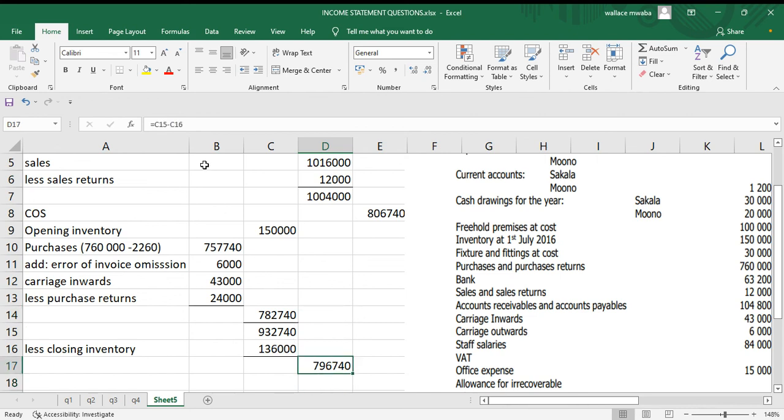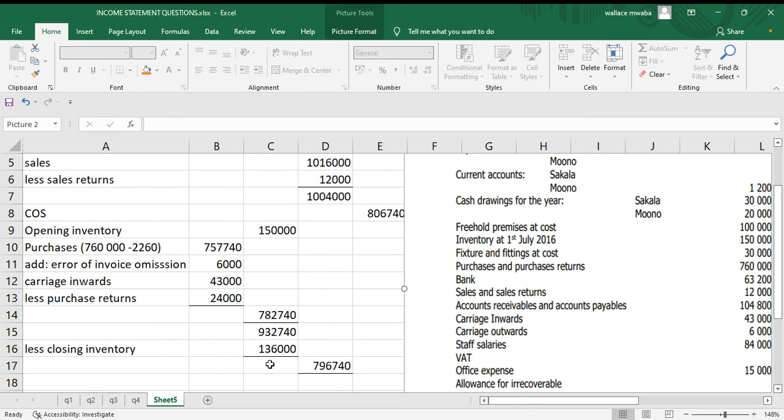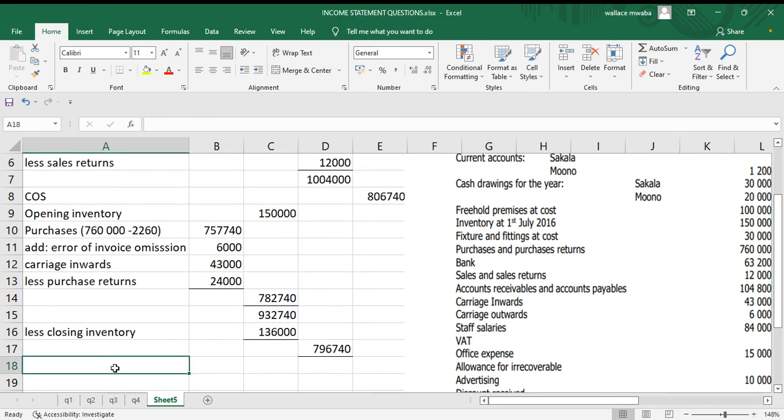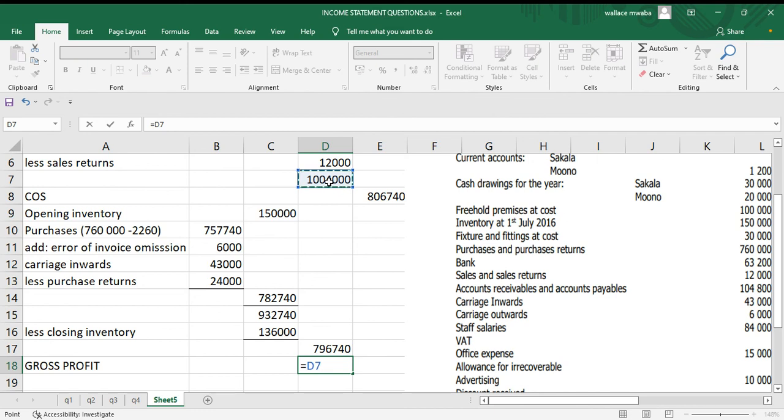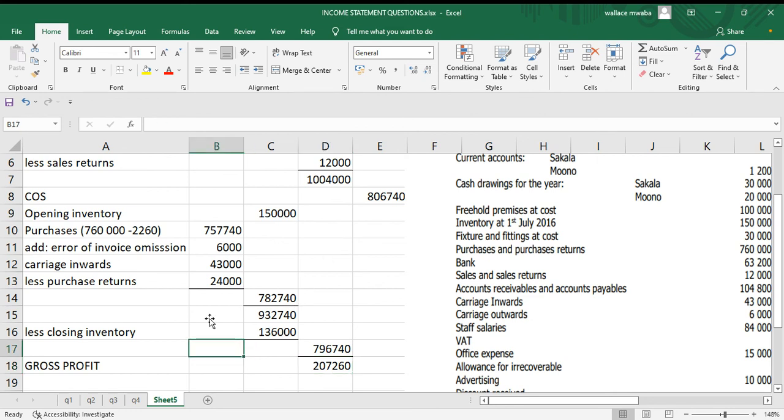We're going to get 796,740. So now we want to find our gross profit. Gross profit is equal to sales minus cost of sales. So gross profit, let's subtract from here. And our gross profit is 207,260. So that's the purpose of the trading account, so that we can calculate our gross profit, and our gross profit has been found.